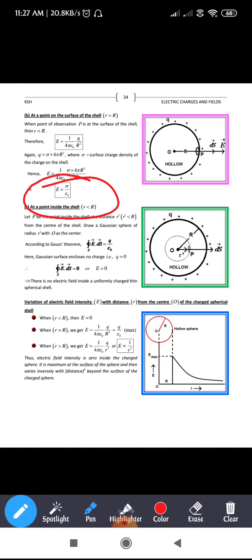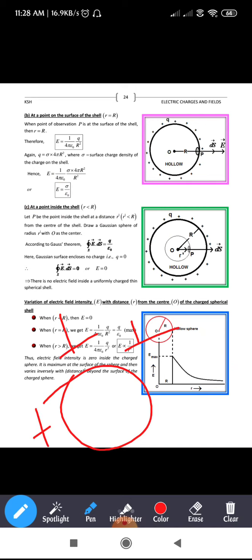Okay, so next case, the last case of this chapter, at a point inside the shell. First of all, the same thing we had done, we have taken a spherical shell with radius capital R. As you know, the charges have been placed on the surface of the spherical shell. Now we need to calculate the electric field intensity inside the surface.